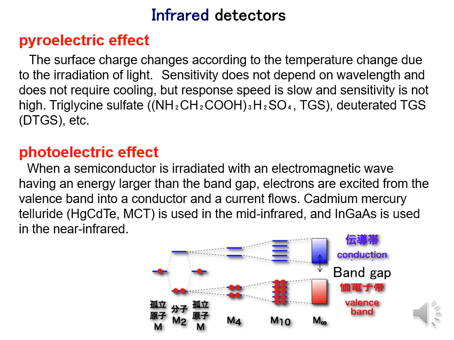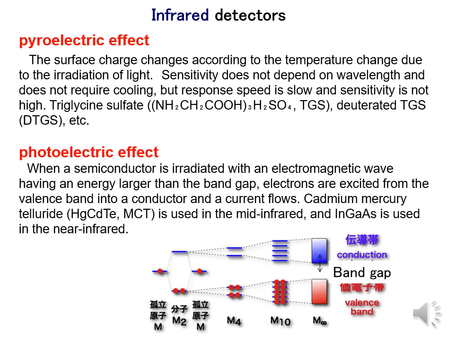Therefore, for the detection of mid-infrared, a semiconductor with a narrow band gap called cadmium mercury telluride, or MCT for short, is used. Indium gallium arsenide is used for near-infrared detection. In either case, since the band gap is narrow, electrons may be thermally excited at room temperature, which causes noise. Therefore, it is necessary to cool with liquid nitrogen before use.